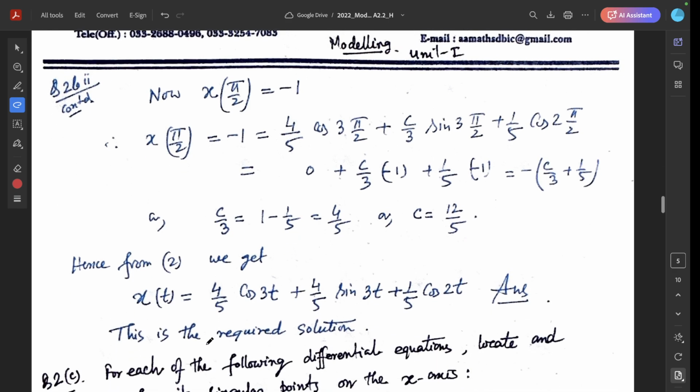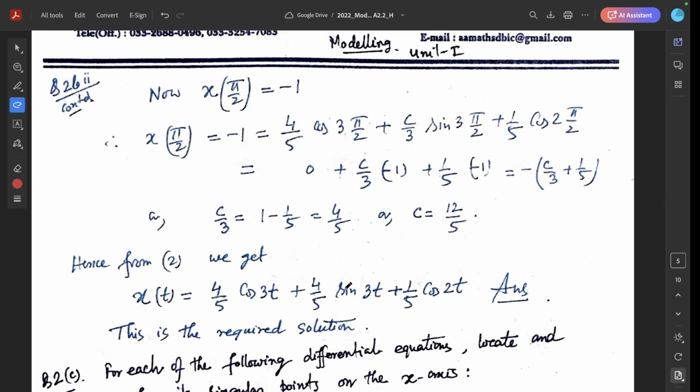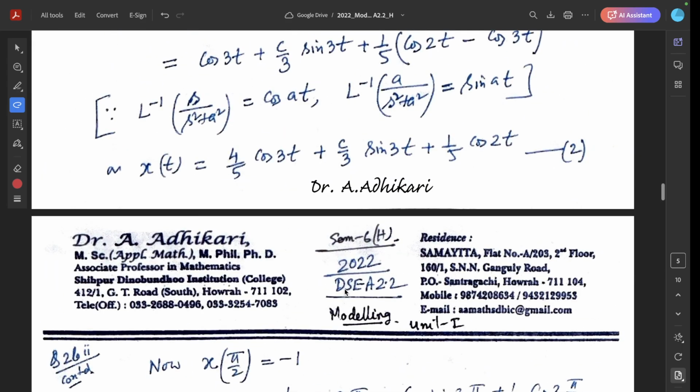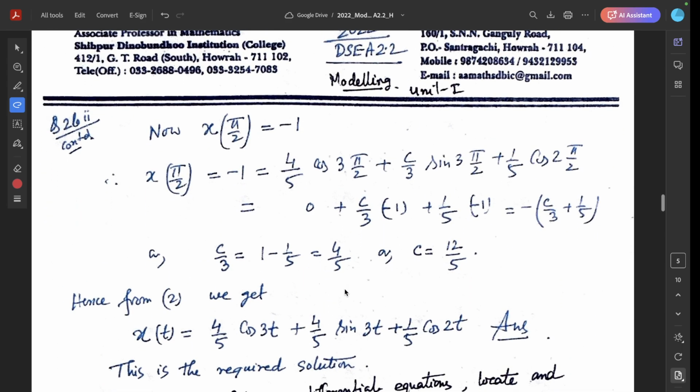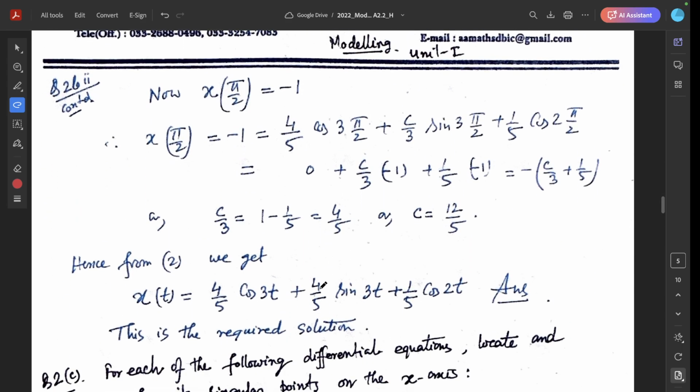So from 2, put here the value of c, 12 by 5. So c by 3 equal to 4 by 5, so this is equal to 4 by 5 cos 3t plus 4 by 5 sin 3t plus 1 by 5 cos 2t. This is the required solution.